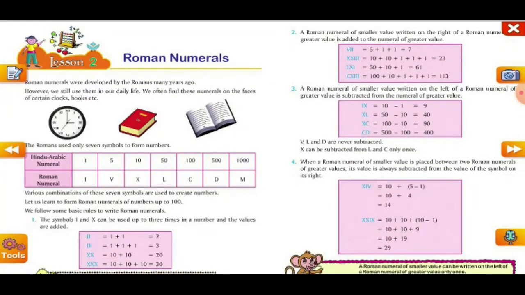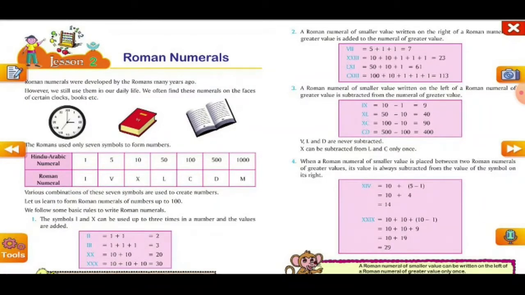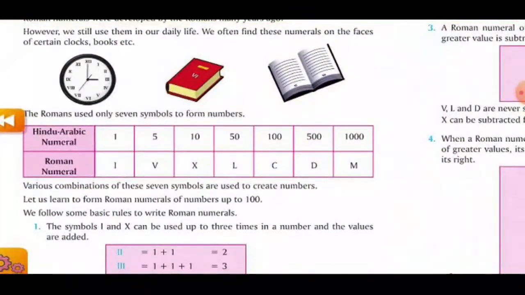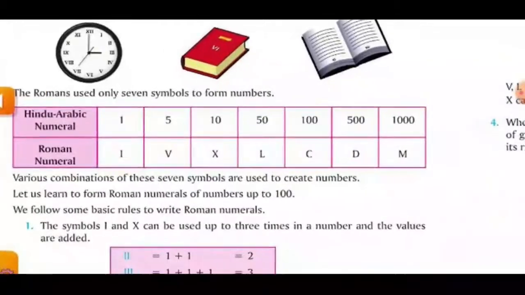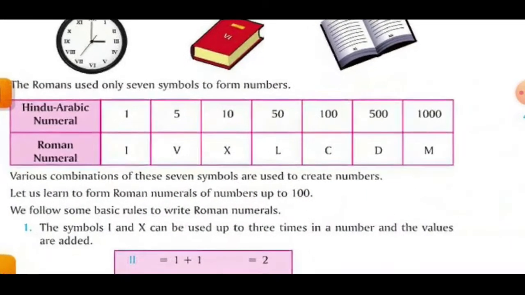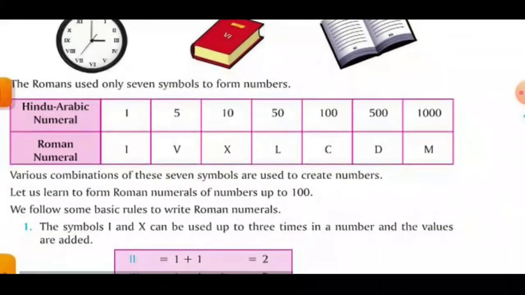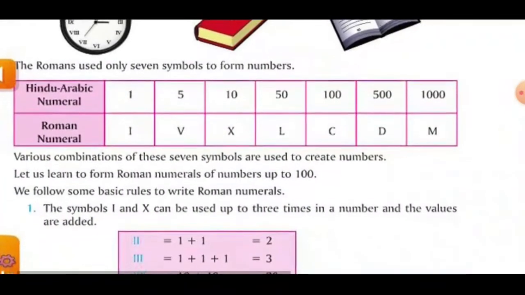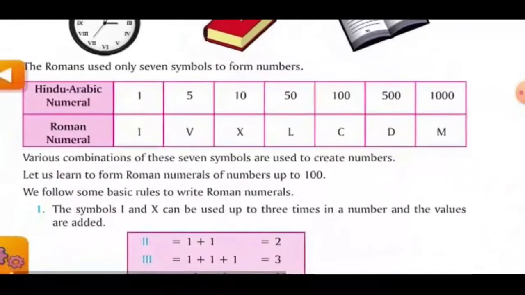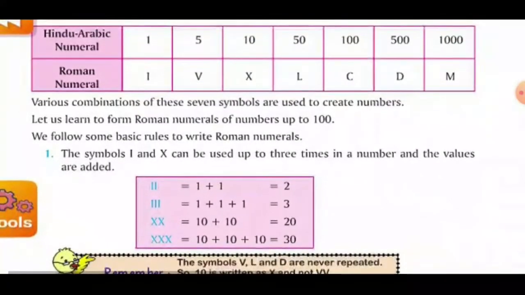For 1, they used to write I. For number 5, they used to write V. For 10, they used to write X. For 50, they used L. For 100, C. For 500, D. And 1000 by M. So these are the basic 7 symbols which the people of Rome used to create the numbers. There are some basic rules we should keep in mind while writing the numerals.